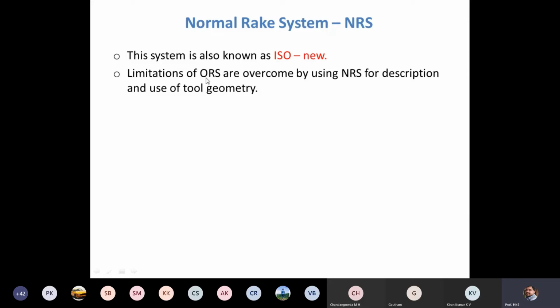What are the limitations of the orthogonal rake system? In the previous class we discussed what the limitations are. What are the limitations of the orthogonal rake system? If you know, you can answer.